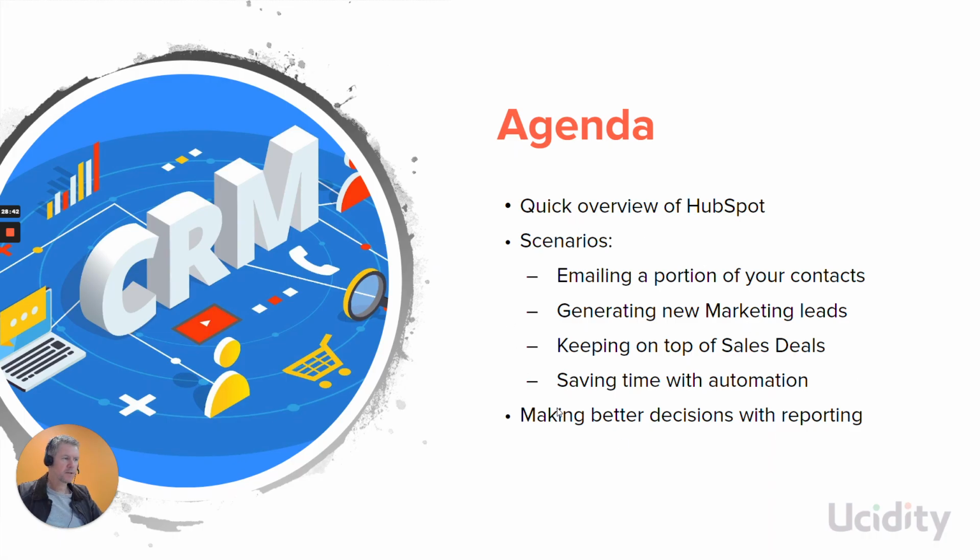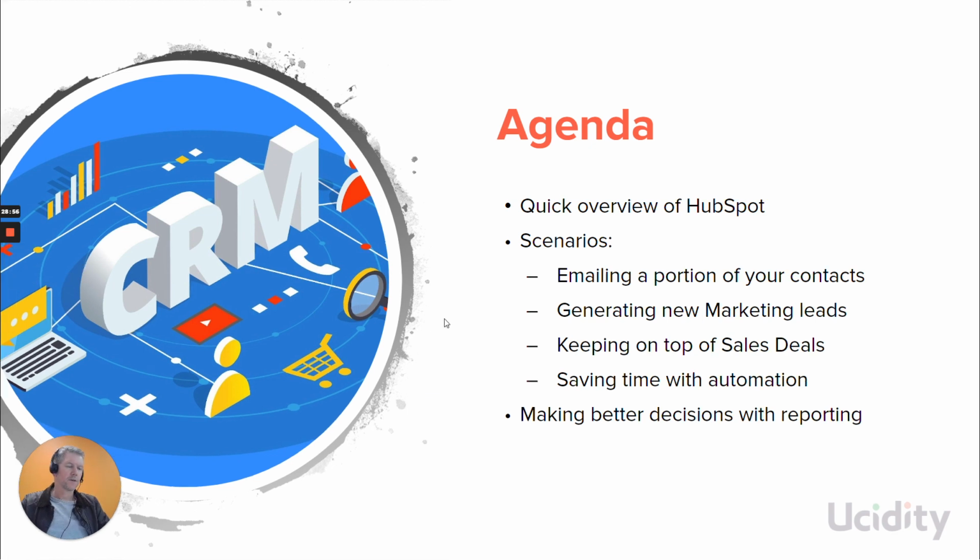So if we go back to here, we've covered sales deals, we've covered marketing, generating new contacts, and we've covered sort of segmenting your contacts as well. Next thing we're going to look at is saving some time with automation. So let's have a look at the automation feature within HubSpot.